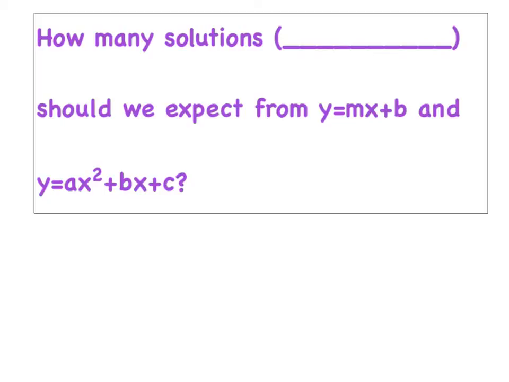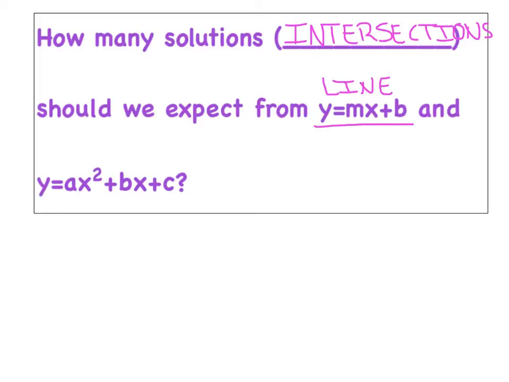So here's the question. How many solutions, or aka how many intersections, should we expect? Let's see what we got here. How many solutions or intersections should we expect when you graph a line and a what simultaneously? This looks like a quadratic function to me, which is going to produce a parabola when we graph it. So if we graphed a line and a parabola simultaneously, how many intersections would you expect?